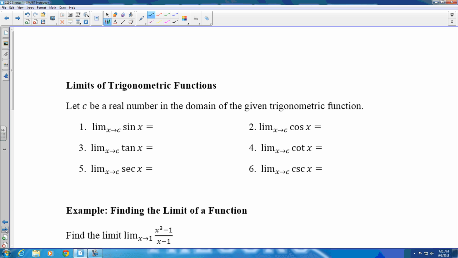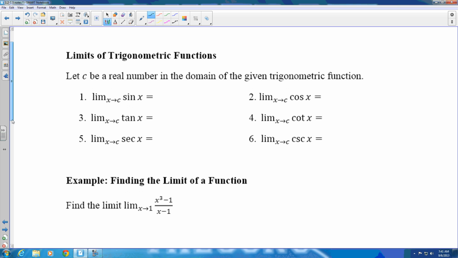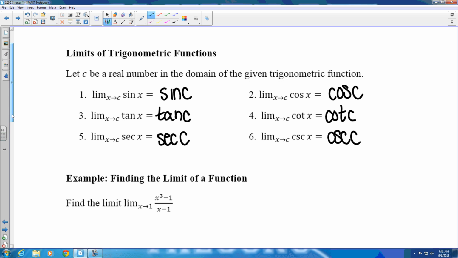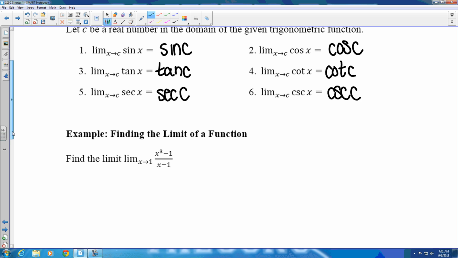Okay, limits of the trig functions. These are going to be just as obvious as all of our other plug and chug, putting those c's into the function. It's going to be very straightforward. So number 1, sine of c. Number 2, cosine of c. Tangent of c, cotangent of c, secant of c, and cosecant of c. So even if we have trig functions, we can just plug in that c value that we're trying to find the limit at. Simple as that.